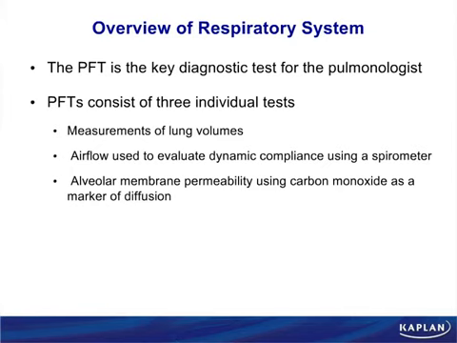Okay, this is just a quick overview of the respiratory system. We're going to utilize pulmonary function tests, and we will discuss those as a key diagnostic test for the pulmonologist. Pulmonary function tests consist of 3 individual tests: measurements of lung volume, airflow used to evaluate dynamic compliance using a spirometer, and alveolar membrane permeability using carbon monoxide as our marker of diffusion. That's called DLCO, diffusion lung carbon monoxide. We utilize that as a marker of overall diffusion.